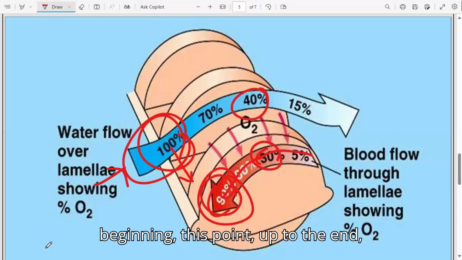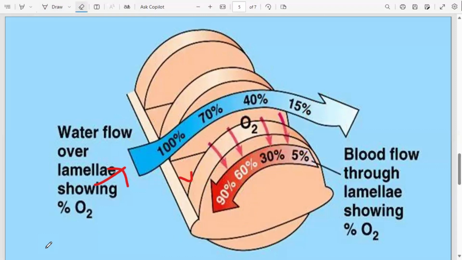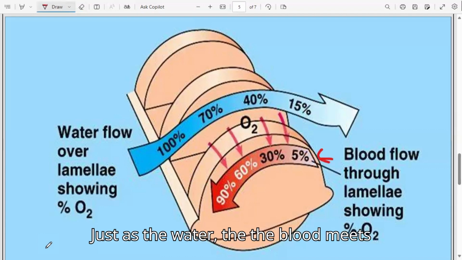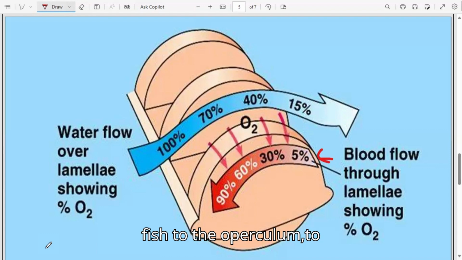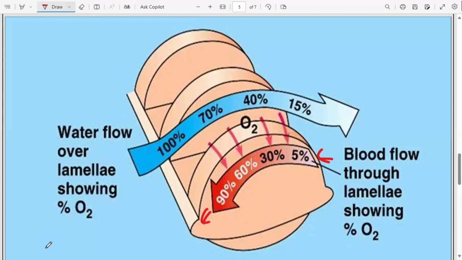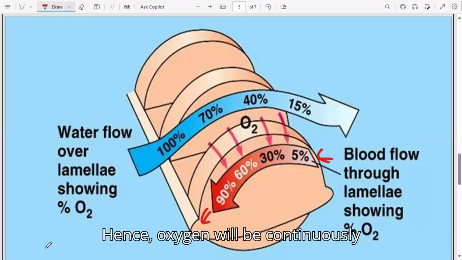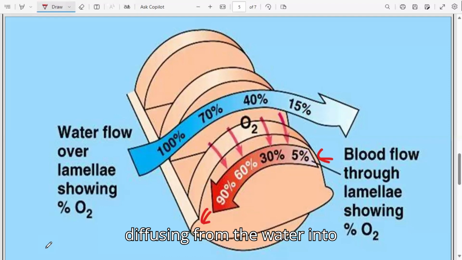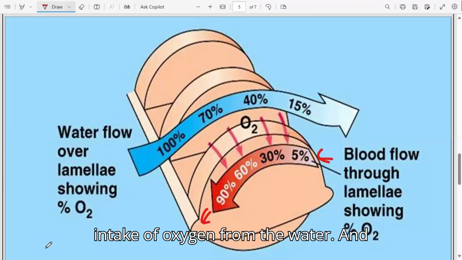From the beginning, this point, up to the end, that point, we're still having a concentration gradient, allowing the oxygen to be continuously flowing. Just as the blood meets the water that is about to leave the operculum of the fish, to the point where the water is entering the lamellae or the gills of the fish, there's still a concentration gradient that is maintained along this path. Hence, oxygen will be continuously diffusing from the water into the bloodstream, thereby maximizing the intake of oxygen from the water.